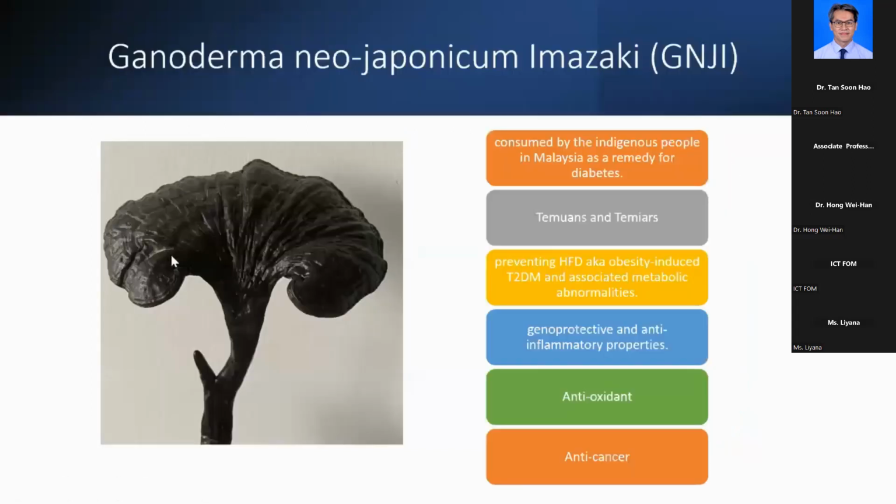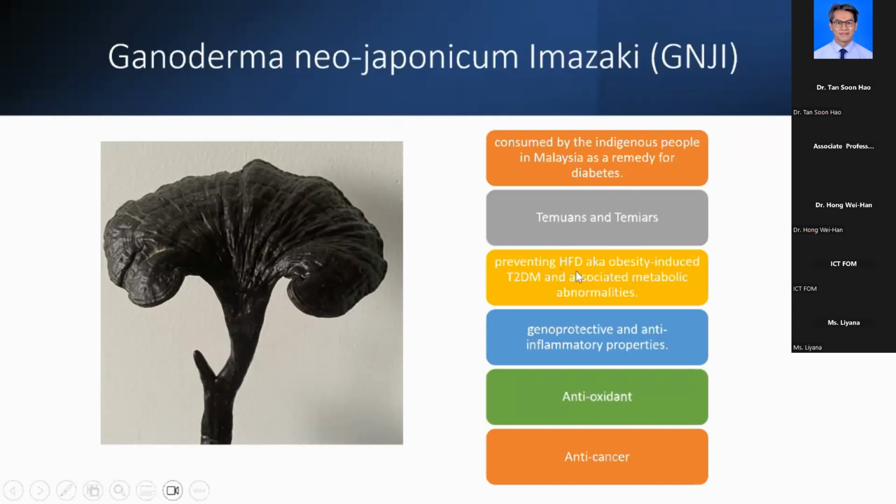Then we move on to the medicinal mushroom that I mentioned at the beginning of my talk. It's called Ganoderma neojaponicum Imazeki, and this is how it looks. It's usually consumed by the indigenous people in Malaysia as a remedy for diabetes. Some of the indigenous groups are the Temuan and the Temiar.